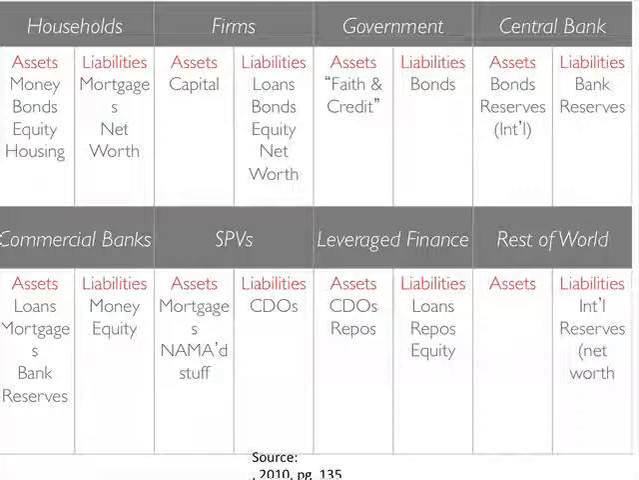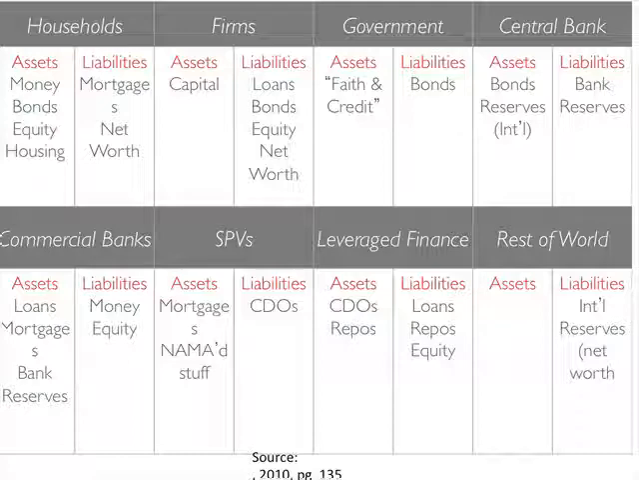Leverage finance. This is code for shadow banking. This is money that's created out of thin air based on derivatives. So you've got CDOs, which are very specific types of funding mechanisms. Repos, which are called repurchase orders. And they've got loans, other repos, and equity. And then the rest of the world is held as liabilities.